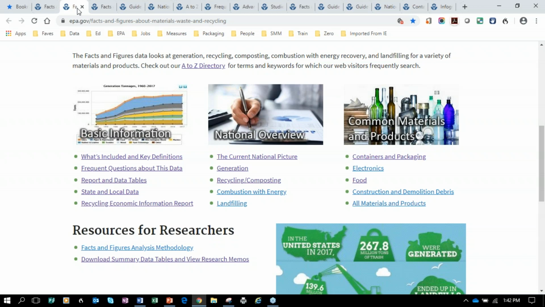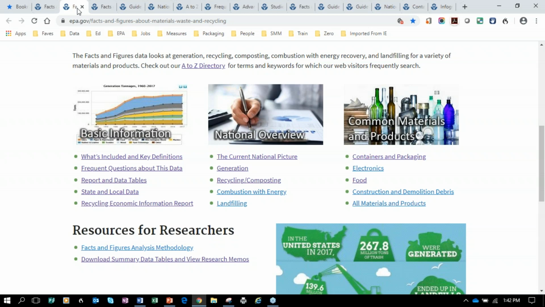So you have a current national picture that gives you a snapshot of generation, the recycling and composting, combustion with energy, and landfilling, the pathways of materials management in the United States. And we sliced and diced the data in a different way by allowing everyone to pull out the data with common materials and products. So you can look at containers and packaging, electronics, food, construction and demolition debris, the generation side for now, and then all materials and products.